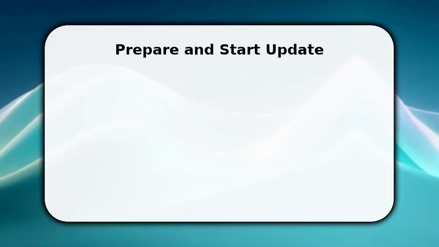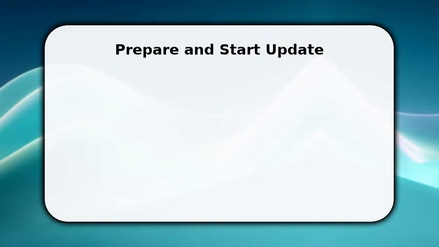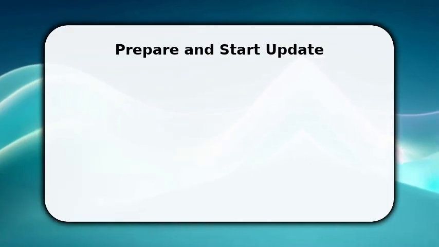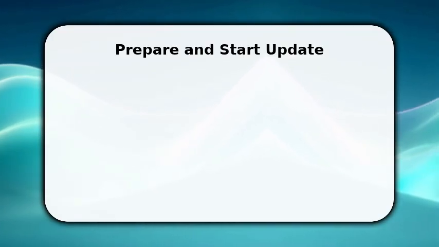Once done, make sure you have roughly 20% free disk space, and then open System Settings, go to General, and select Software Update to check for available macOS versions and begin the download.